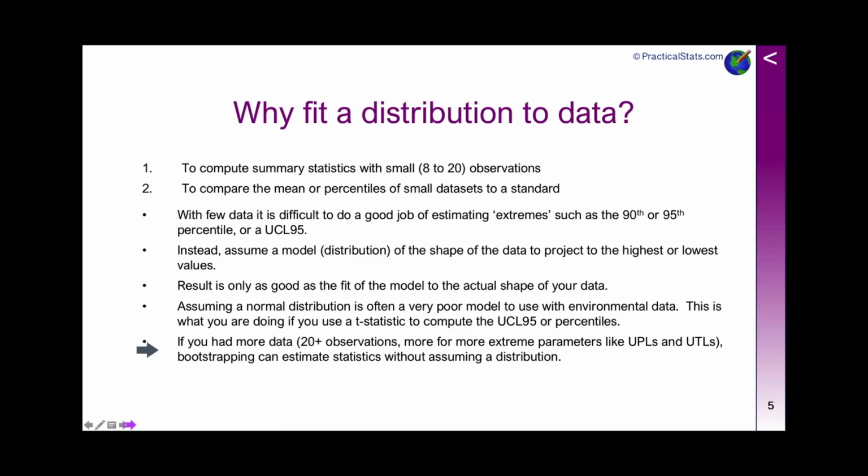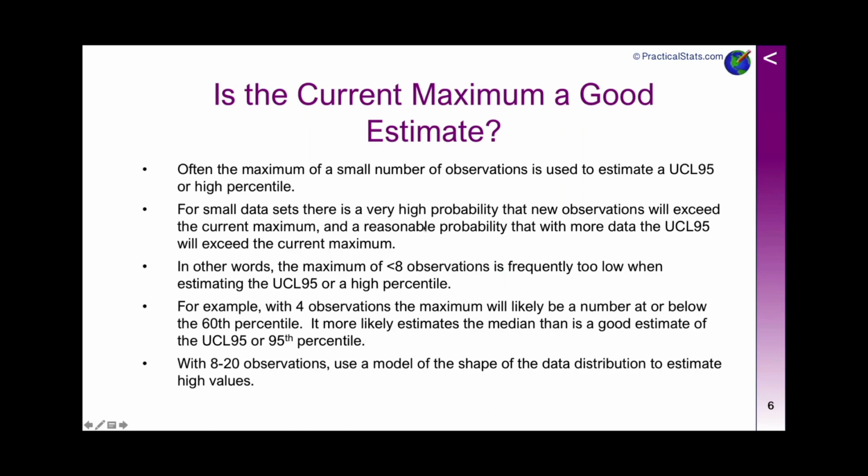If you had a larger data set, and my rule of thumb is about 20 observations, then you can start to do non-parametric estimates of what those statistics are, like the percentiles or the UCL 95. And I'll give you one quick example of that later today, even though it's not part of the topic. One of the things that I've observed is that when you have a small amount of data, sometimes people, or sometimes even regulations or guidance documents, recommend using the maximum of the data that you currently have. And that's not a particularly good procedure. It would be much better to assume a distribution, at least a well-fitting distribution.